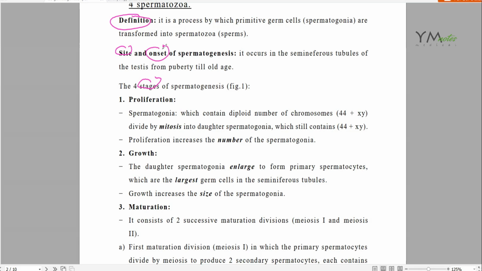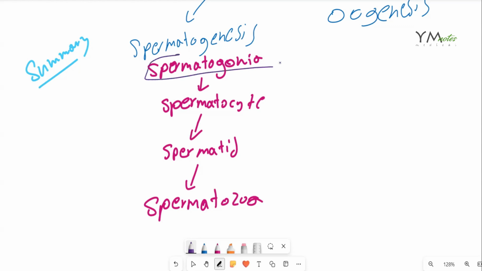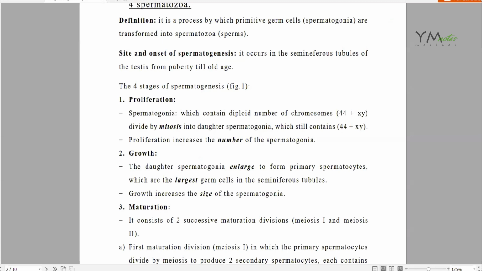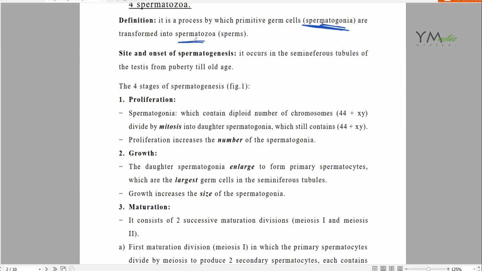We already said that spermatogenesis simply means the production of the sperms, or their other name spermatozoa. From where? From our first cell, the spermatogonia. If we return here to the summary, this is the summary whiteboard. Our first name that we memorized is the spermatogonia. During its production process, the last product is the spermatozoa or the sperms. So the definition is now clear. It is the process by which spermatogonia are transformed into spermatozoa.